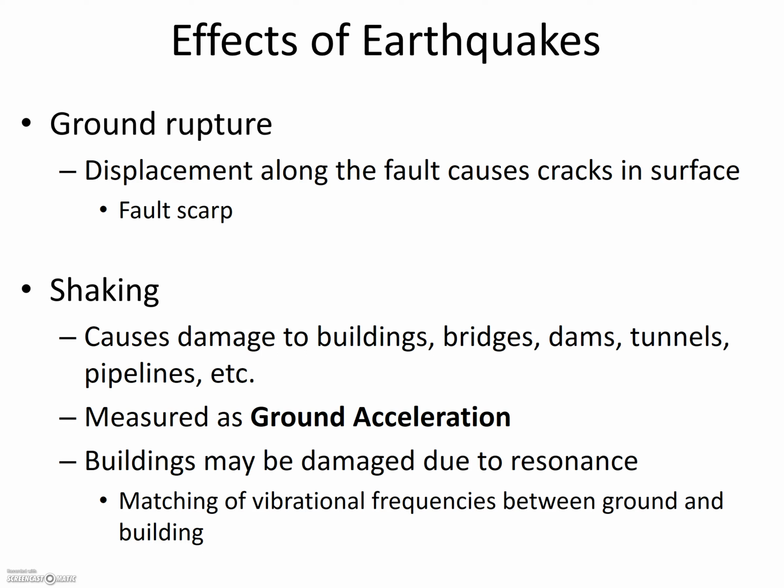Ground rupture is due to displacement along the fault, causing cracks in surface, called a fault scarp. Shaking causes damage to buildings, bridges, dams, tunnels, pipelines, etc., and is measured as ground acceleration. Buildings may also be damaged due to resonance, which is the matching of vibrational frequencies between ground and building.